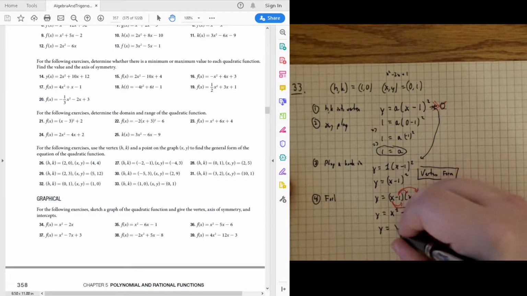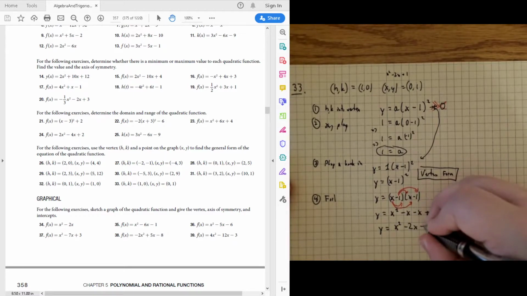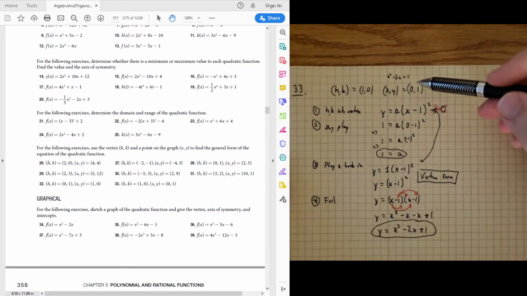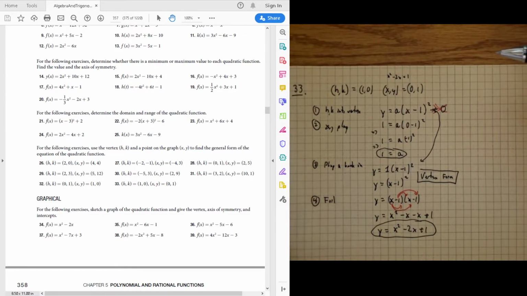X squared is just x squared. Negative x and negative x makes negative 2x. Plus 1 is plus 1. Boom. Hey, got skills still. All right, there we go.